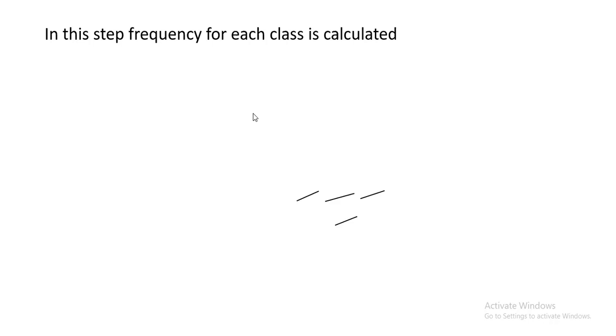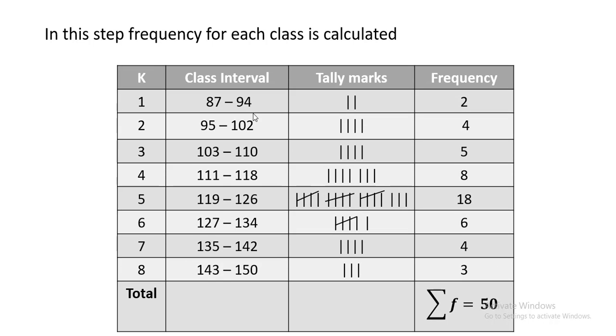Now in the next step, what I have done is that using tally marks, I have calculated frequency for all the classes. Now for 87 to 94, if you just go back through the data, you look for how many values are present in this range. I have looked at it and found out that there were 2 frequencies. Alright, so 2 tally marks, the frequency is 2.